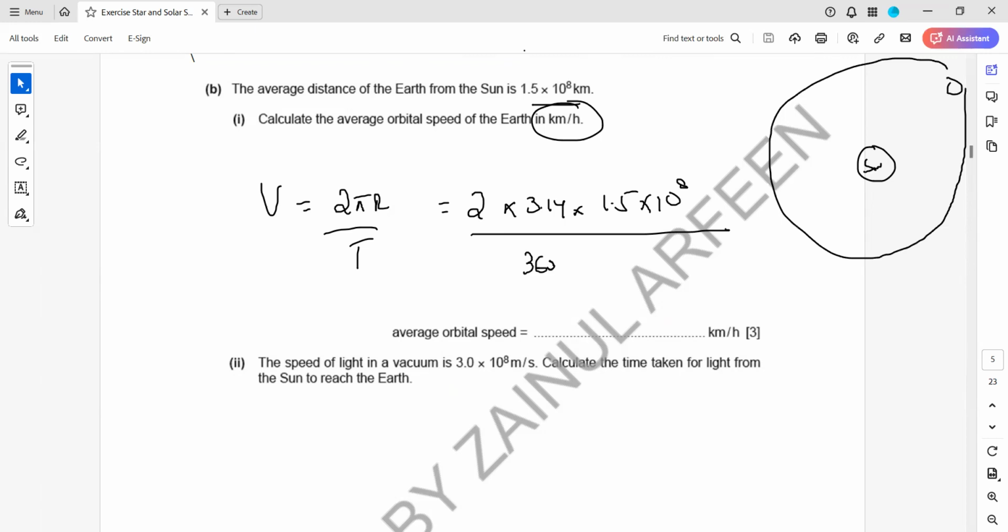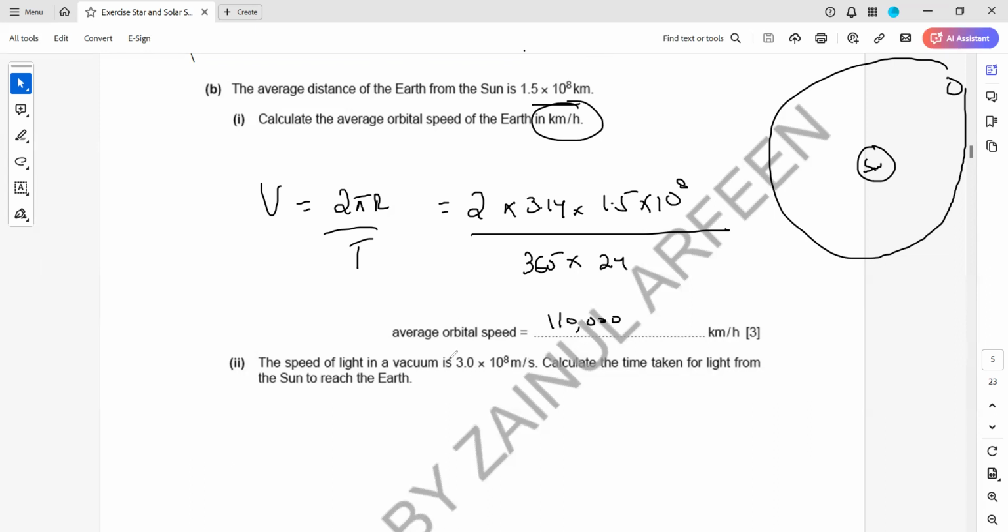So this will be 365 days multiplied by 24, because we want to convert days into hours. So it is about 110,000 kilometers per hour. That's the speed. It is about 30 kilometers per second, or 110,000 kilometers per hour. That's the orbital speed of the Earth.